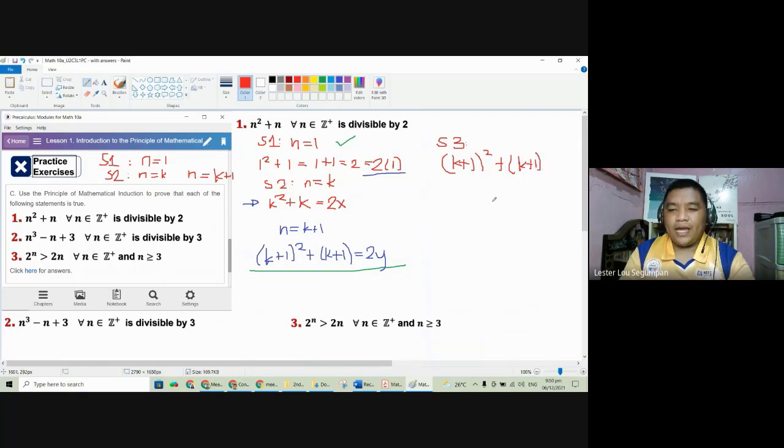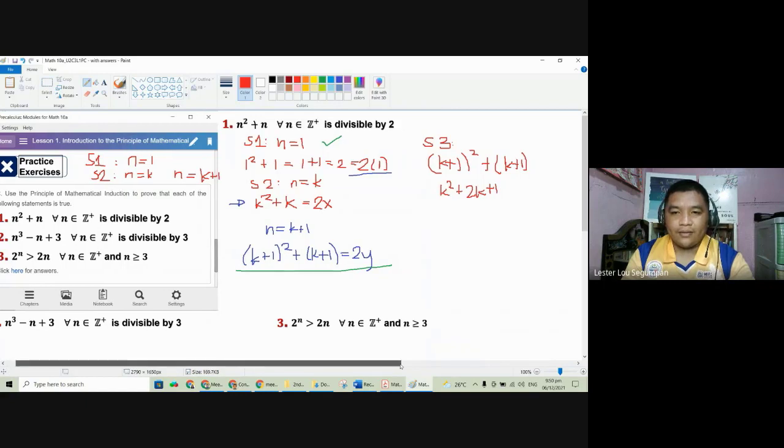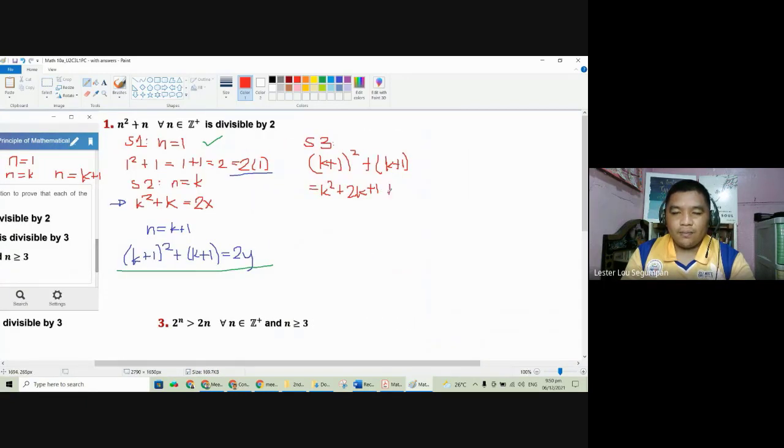Okay, so we have this now, k squared plus 2k plus 1, the square of a binomial, don't forget about that, plus k plus 1. And then you will have k squared plus 2k plus k is 3k, plus 2, which is 1 plus 1. Now, how do we show this expression is still divisible by 2, or any expression with a factor of 2, where in fact we don't have a value for k nor k squared?